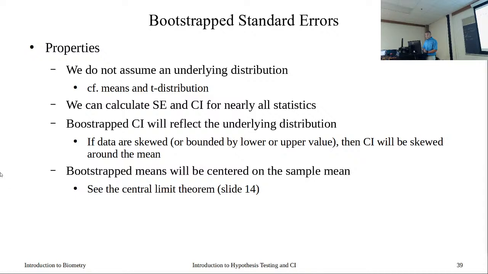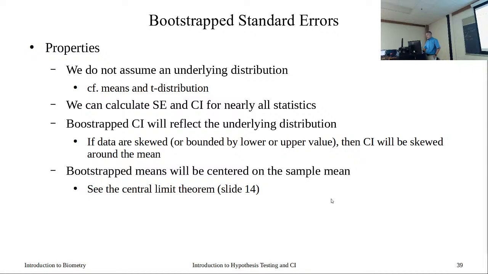Confidence intervals reflect the underlying distribution. If we're skewed, our bootstrap confidence intervals will be skewed, and it'll be skewed in the direction of that heavy tail. And then lastly, our bootstrap means will be centered on the sample mean.